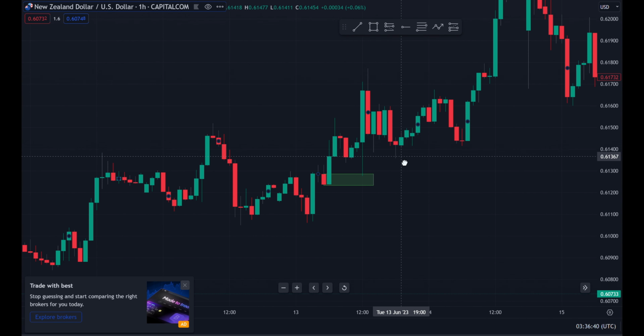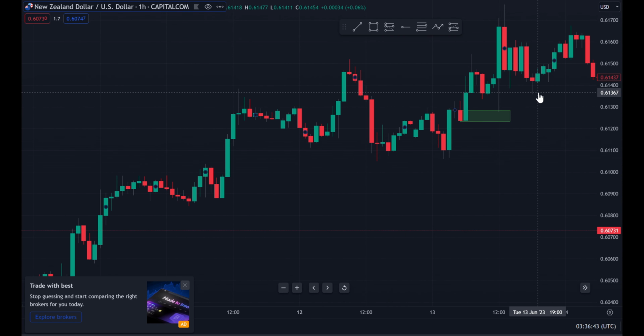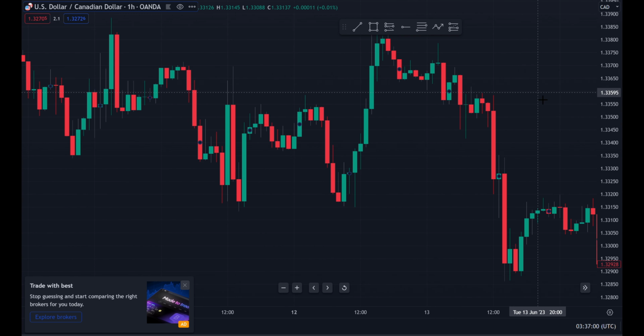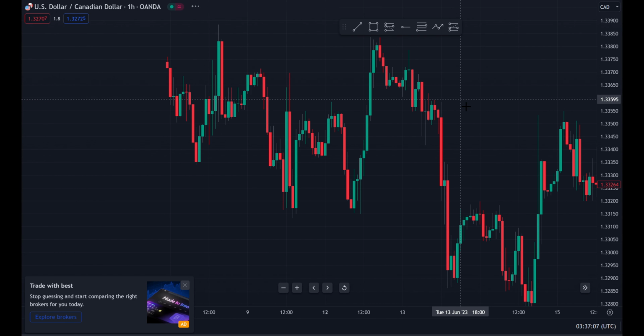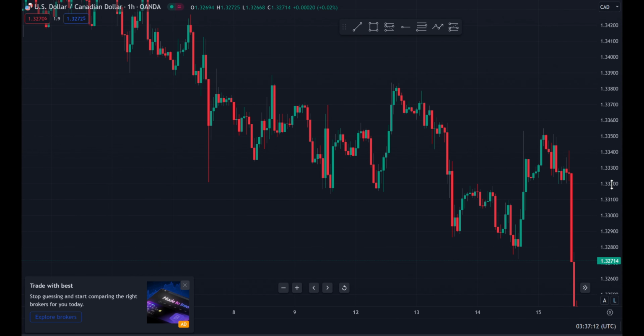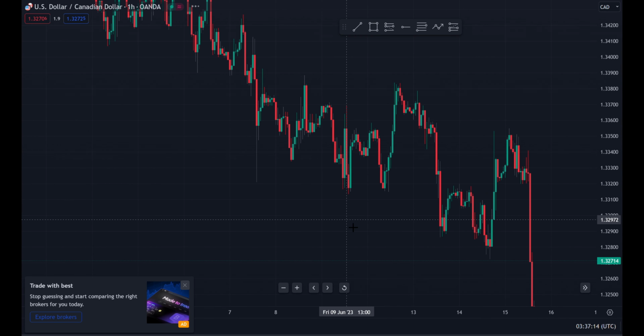So that's the rally based rally setups. Sorry, I meant to say the start of the rally based rally. So let's go back to USD CAD. I saw some setups of drop based drop on USD CAD, because now we are going on to drop based drop, so that's why I've come back here just to show you these setups.